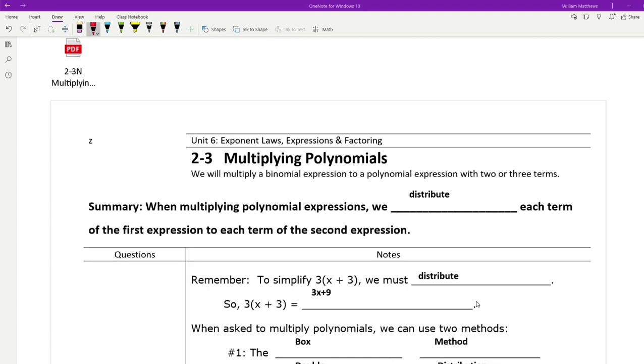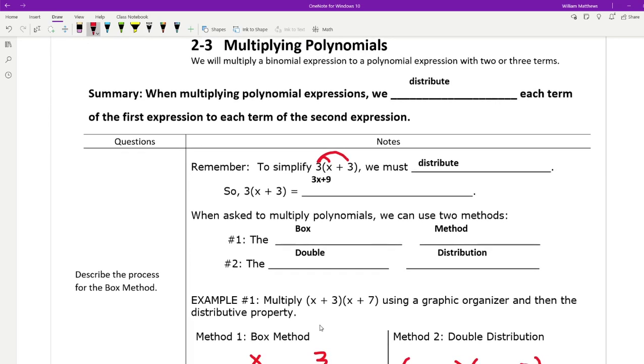Now, just a recap on how to distribute. Say that we have a 3 on the outside of the parentheses. This would be distributed to the x, the first term, to give us 3x, and to the second term, 3, to give us a positive 9. When we distribute, we're simply stating that we are multiplying a term into every portion of a parentheses, another expression.